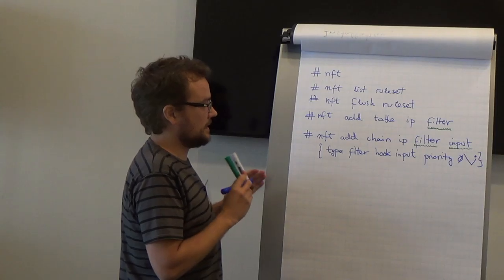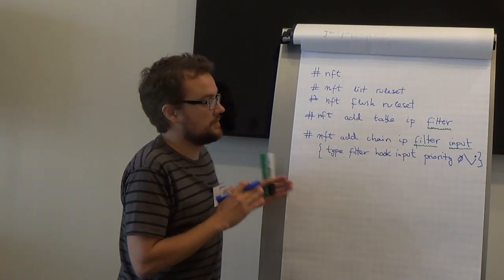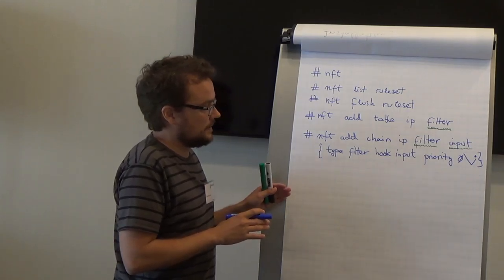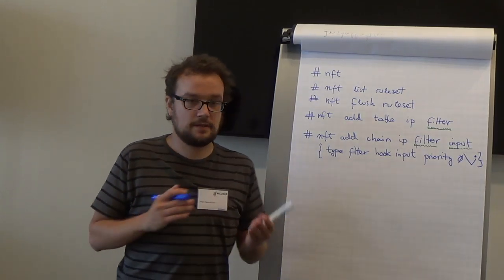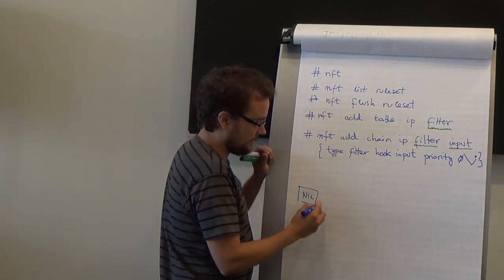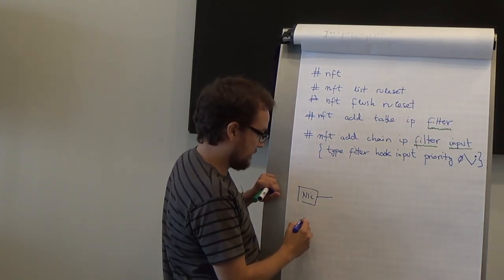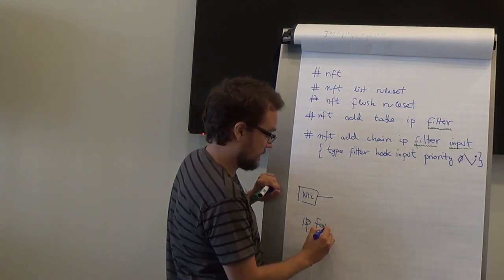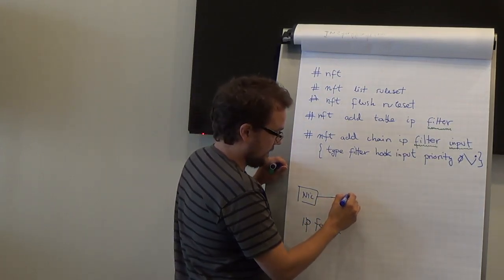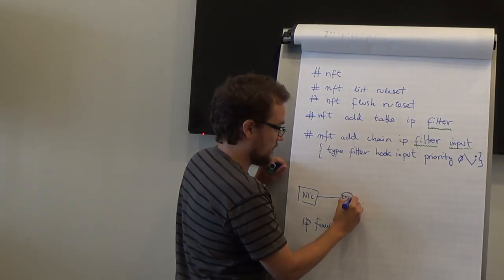Okay. So now we got a chain registered, and we are seeing traffic going through it. The input chain we have reused the existing hooks that we have in Netfilter. So basically, we have the NIC. Let's depict this for the IP family, okay? For the IP family, we got a NIC, and then at some point, once we enter layer 3, we get pre-routing.